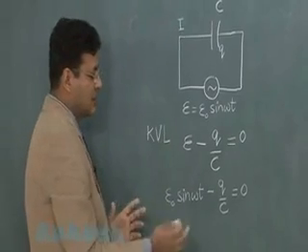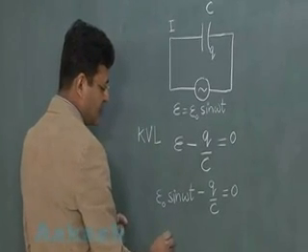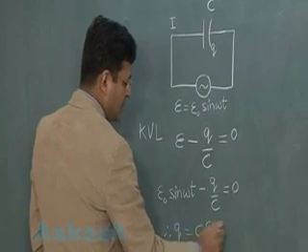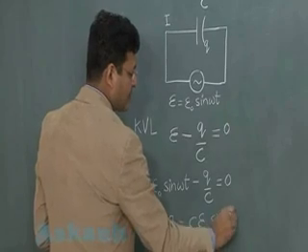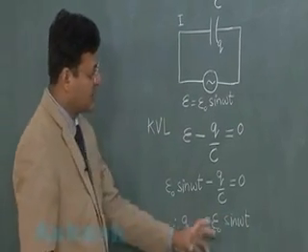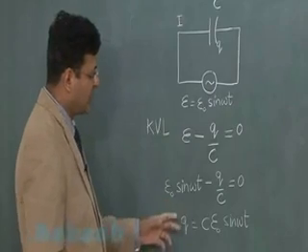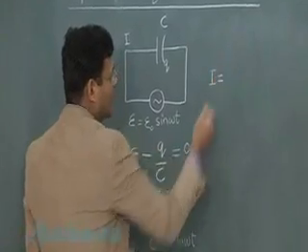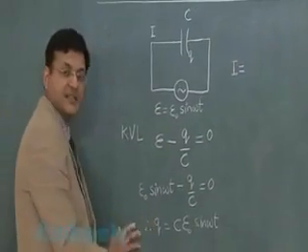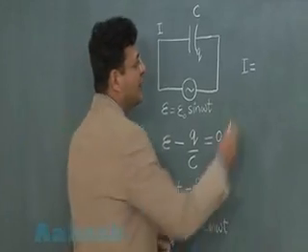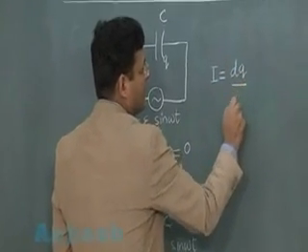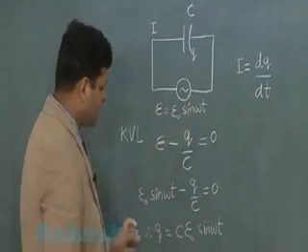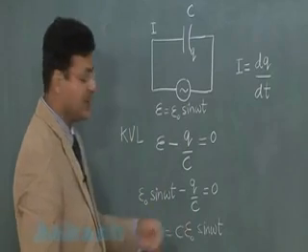If you feel like, you can cross multiply. Then Q becomes equal to C E naught sine omega t. This is the expression you obtain after cross multiplication. Now if your intention was to get the value of current, then naturally this current will be obtained if you differentiate this expression of charge, that is dq by dt. Remember that in the case of the inductor we had to integrate, but in the case of the capacitor we have to differentiate this expression.